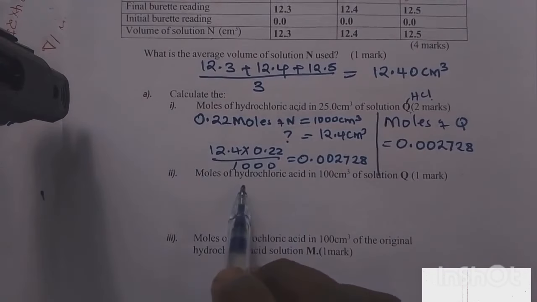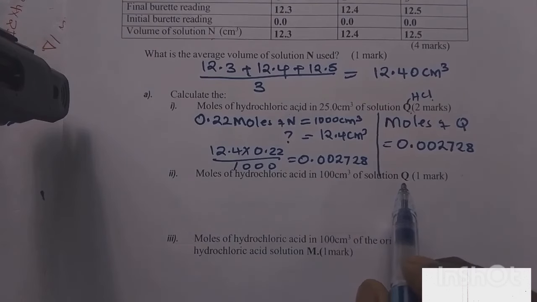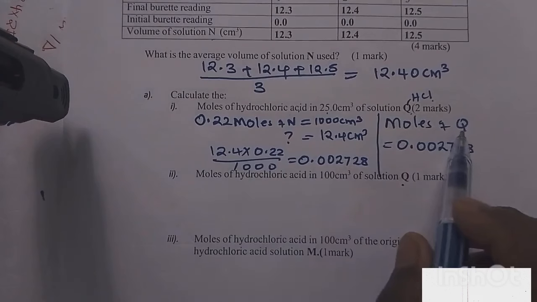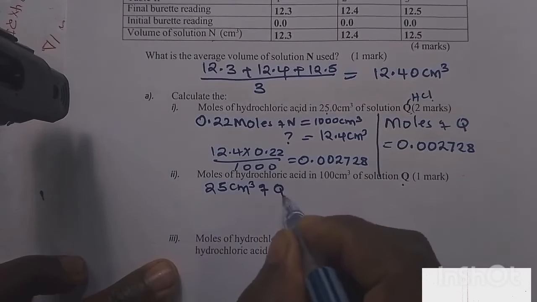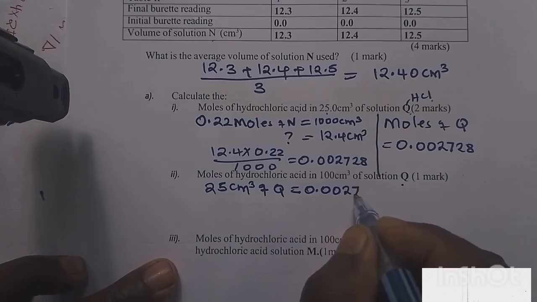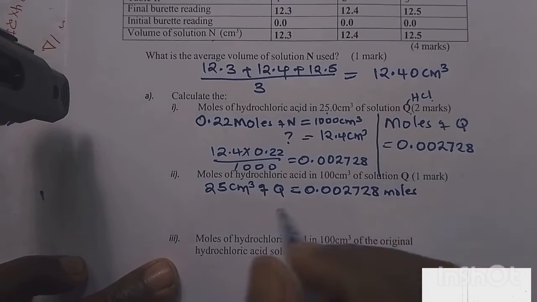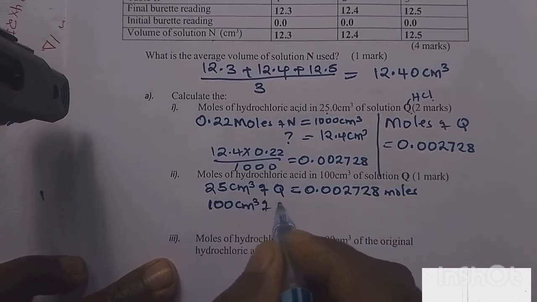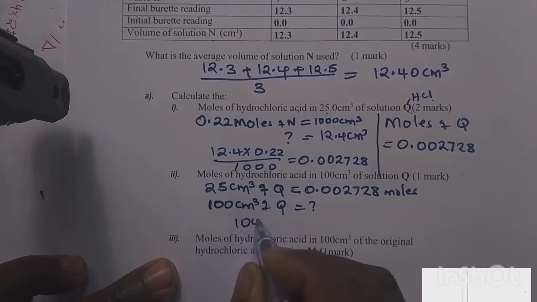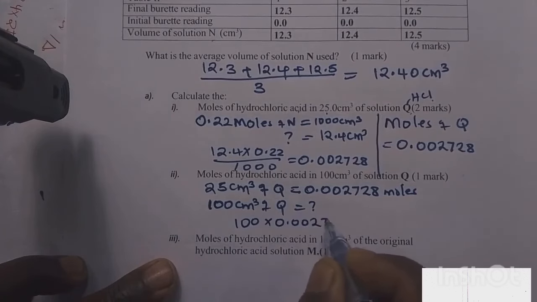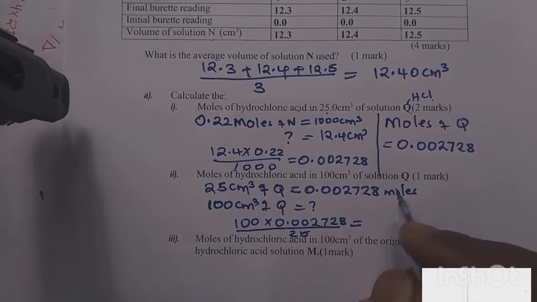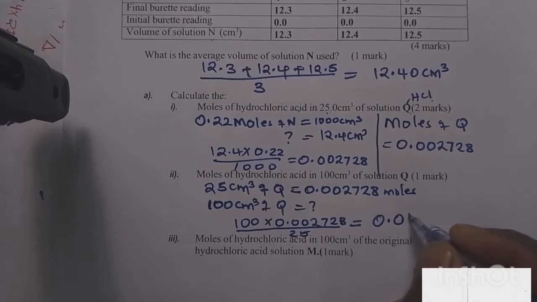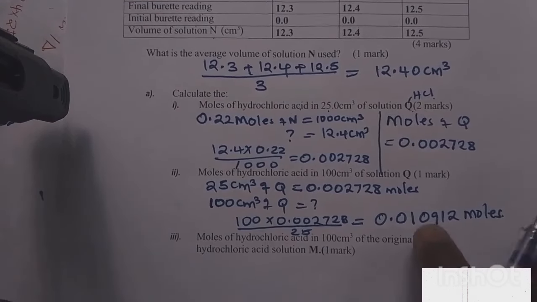Calculate the number of moles of hydrochloric acid in 100 centimeters cube of solution Q. We know now moles in 25 of Q. What about 100? 25 centimeters cube of Q contains 0.002728 moles. 100 centimeters cube of Q will contain how much? 100 times 0.002728, we divide by 25, and this will give us 0.010912 moles. So this is the number of moles in 100 solution Q.